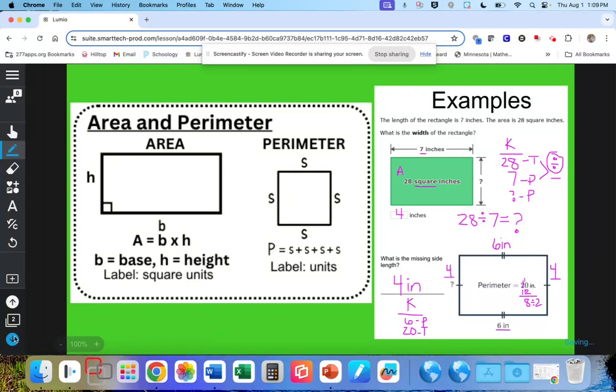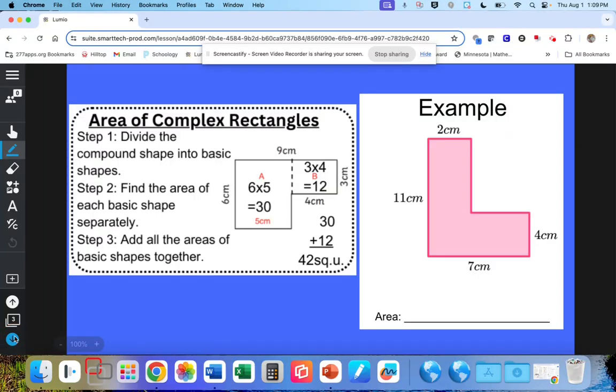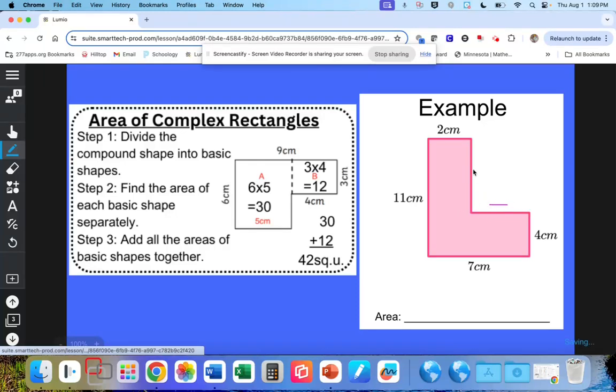All right, moving on. Our next topic is where it's new for this unit. This is area of complex rectangles. Now, we know how to find the area of a rectangle. This is just adding multiple rectangles together. So your very first step is to walk around the shape and find any of your missing side lengths. So I see I have a missing length here and I have a missing length here. So I need to find out how much each of those are.